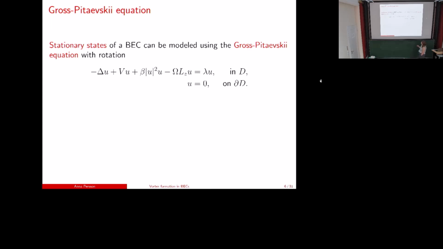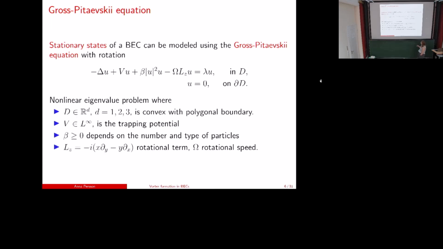So it looks like this. You have your Laplacian. This is a trapping potential. You have a nonlinear term. This is a rotation. So it's a nonlinear eigenvalue problem because of this term.